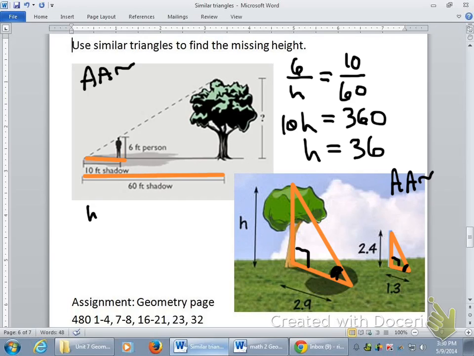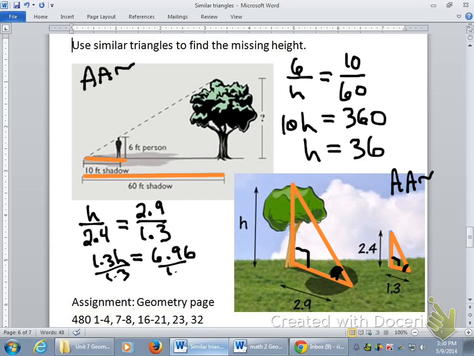So the height of the tree is going to be proportional to the height of the stick, which is 2.4. And that proportion has to hold the same for the shadow of the tree and the shadow of the stick. Using my algebra skills, cross multiply, I've got 1.3h is equal to 6.96. And then when you divide by 1.3 on each side, you'll find that the height of the tree is approximately 5.4. We're going to end up rounding that. 5.4 units. I don't have any units on this, so I'm going to assume it's meters or something.